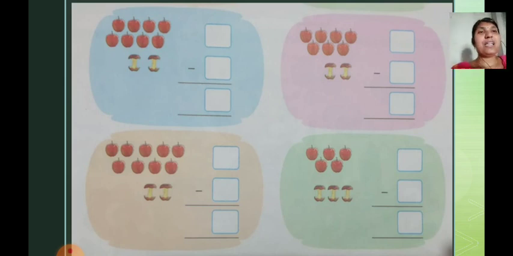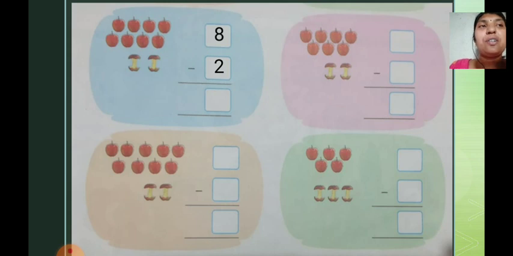Count how many apples are there? 1, 2, 3, 4, 5, 6, 7 and 8. There are 8 apples given in the picture. So the number 8 you will write in the box. Now how many of them are eaten? Only 2. So you will write the number 2 in the other box. Now here is the subtraction given: 8 minus 2. So what will you do?